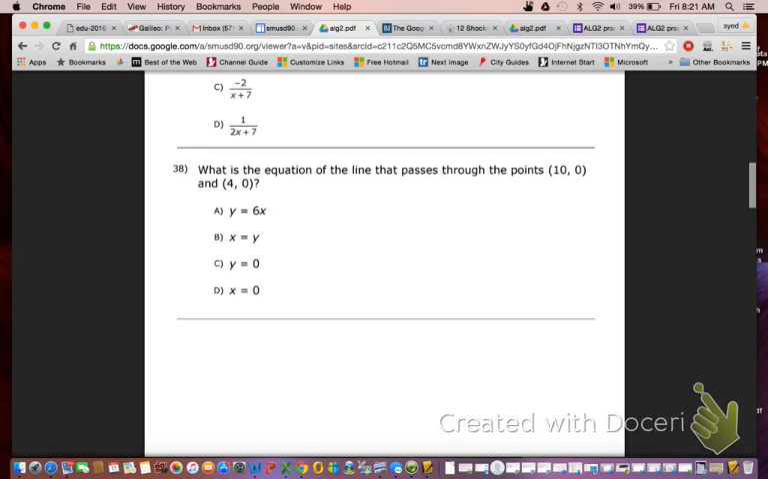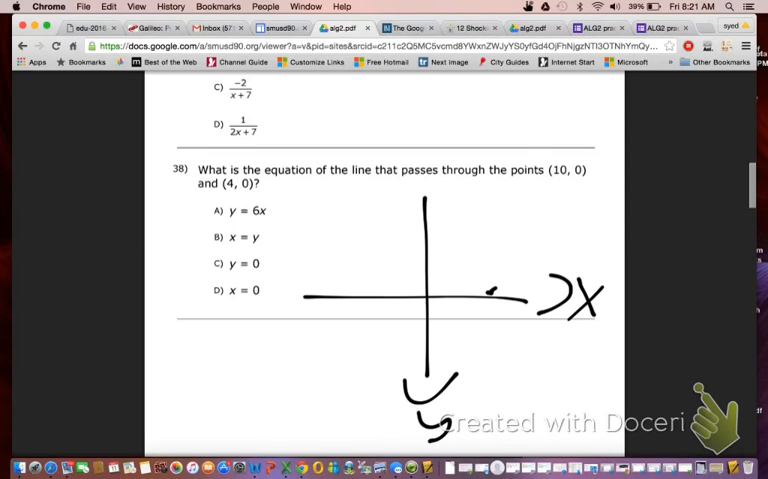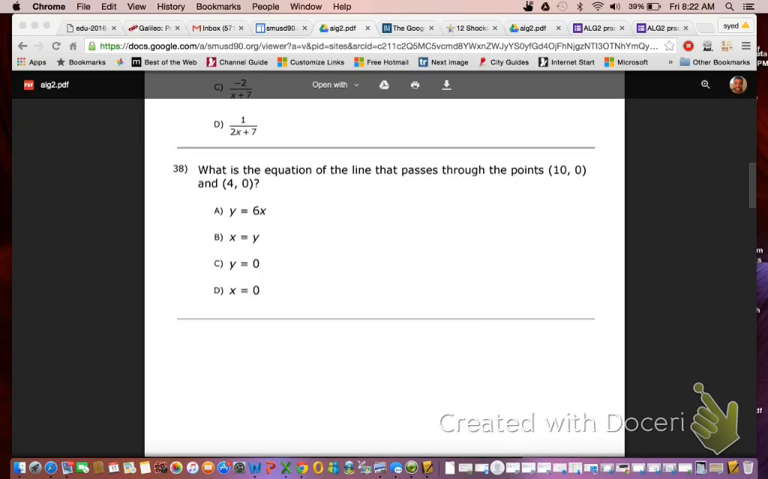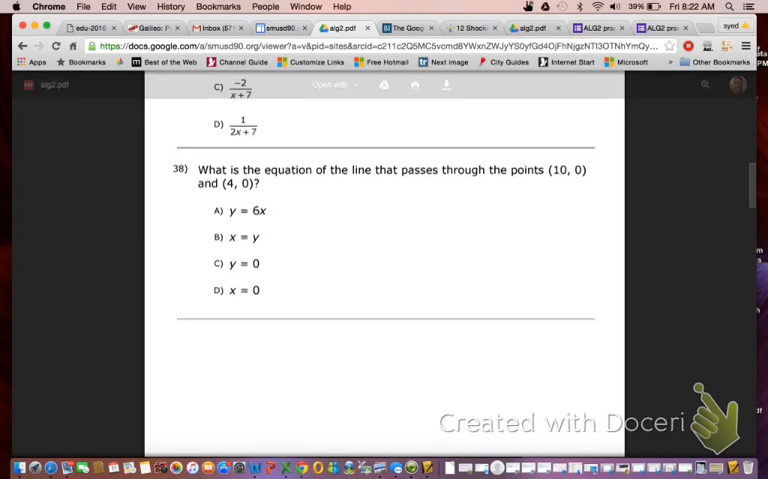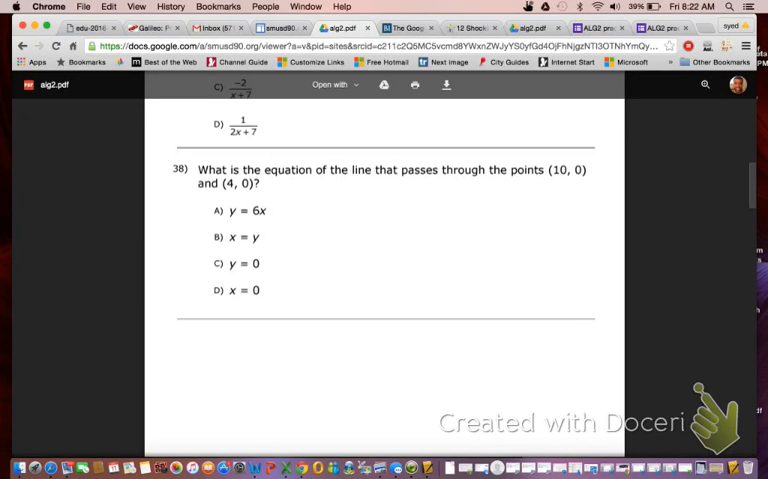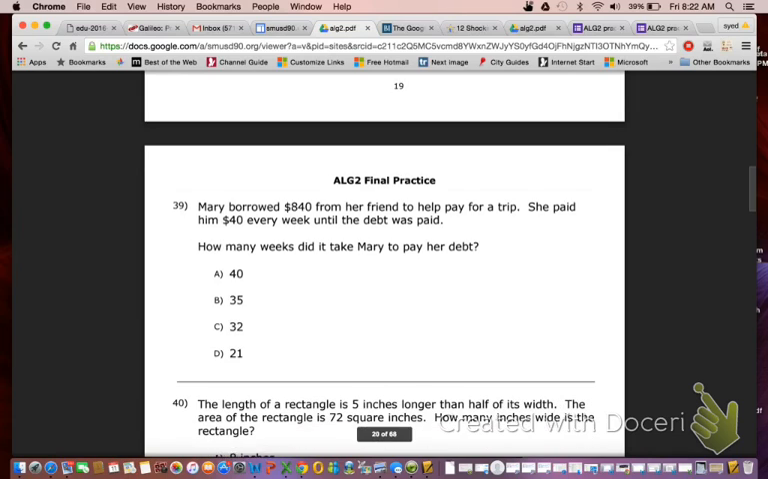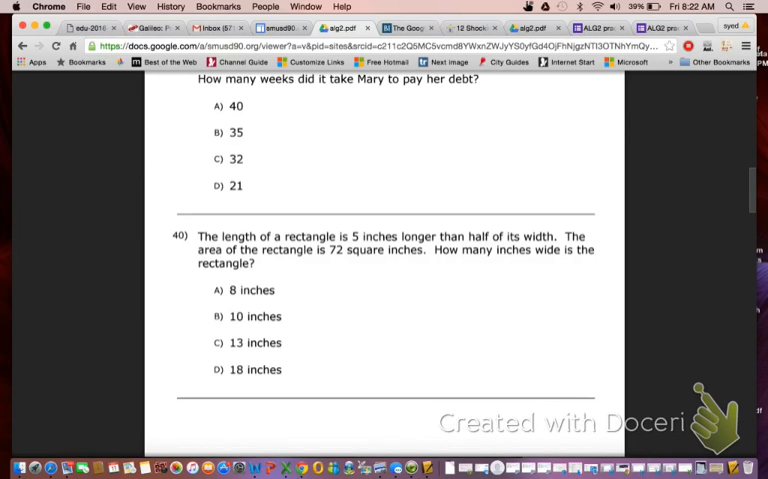Okay, so if you draw a graph here, 10 zeros right here, 4 zeros right here. So it's on the line y equals 0. It's just this line basically. So no height, or basically y is always 0, guys. Look, y is 0 here, y is 0 here, so it has to be that. Common sense, guys, common sense.